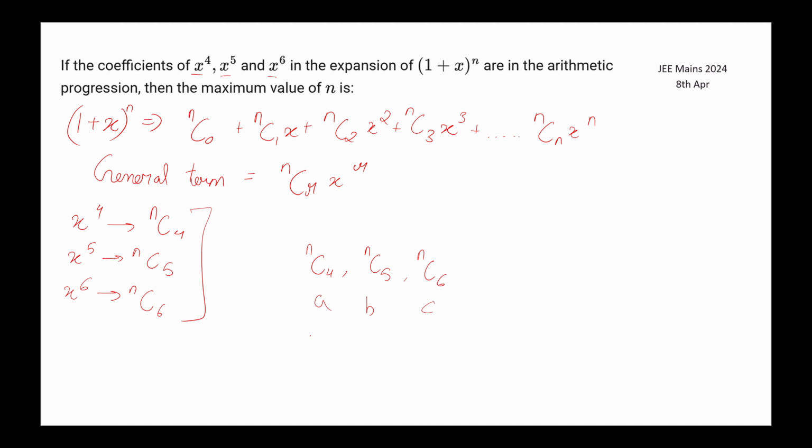And from arithmetic progression, we remember this property, 2b is equal to a plus c. So let us use that property here and find the value of n. So this would be twice of nC5 is equal to nC4 plus nC6. Let us try to open this up.